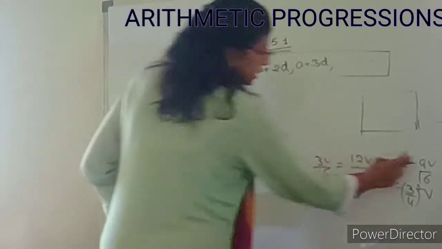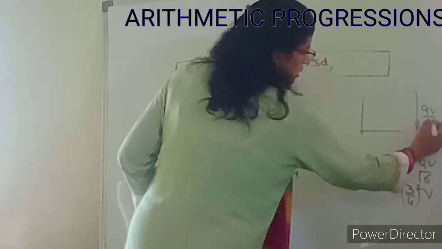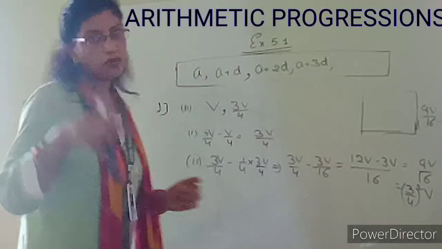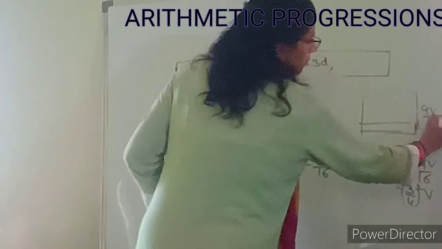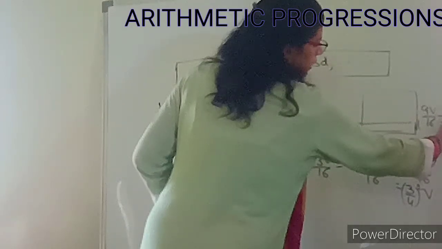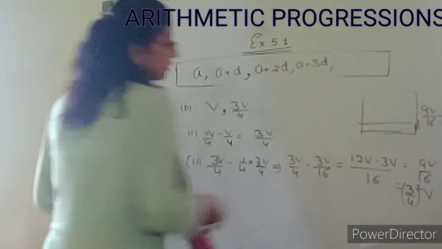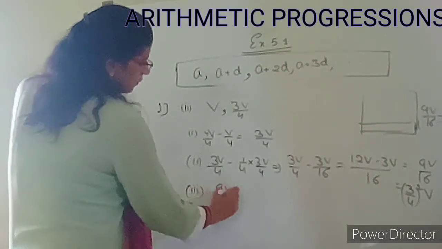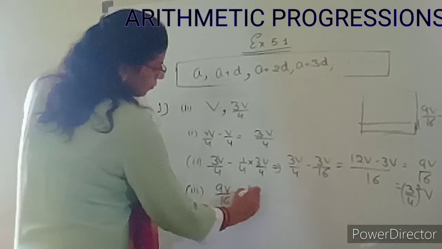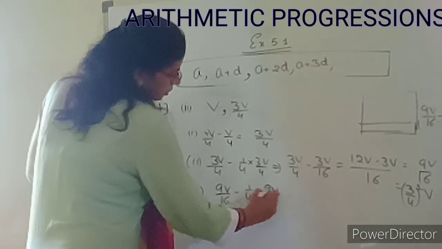Okay, so that means 9V/16 is left now. Then again you remove 1/4 of the volume. Again remove 1/4 of it, remove this much more, minus 1/4 of 9V/16. Then how much will be left? See, third, 9V/16 minus 1/4 of 9V/16.